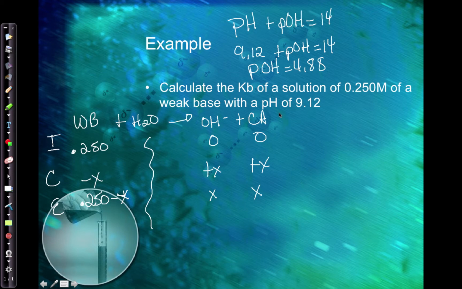All right, so now that I've got that, I need to solve for my hydroxide concentration, because my pOH is equal to the negative log of the concentration of hydroxide. So pOH is 4.88. That's equal to the negative log of the hydroxide. All right, so move the negative sign over. Do the opposite of a log, which is 10 to some power.